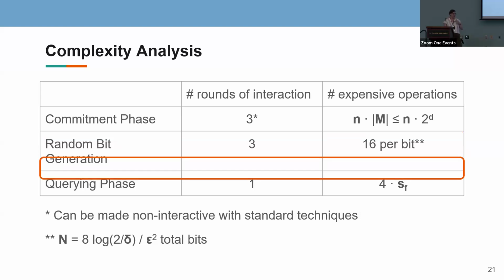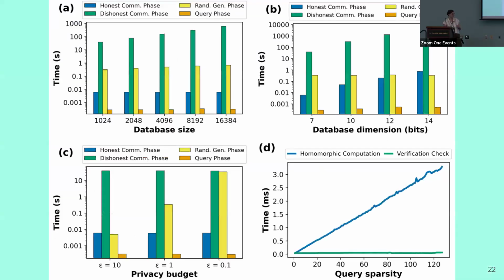Finally, the querying phase is completely non-interactive, and the number of operations is independent of the size and dimension of the database. It only scales based on the sparsity of the query polynomial. Here you can see some diagrams that show that this complexity scaling is reflected in our implementation. For instance, as we increase the query sparsity a lot more, we're still operating within a few milliseconds at query time.